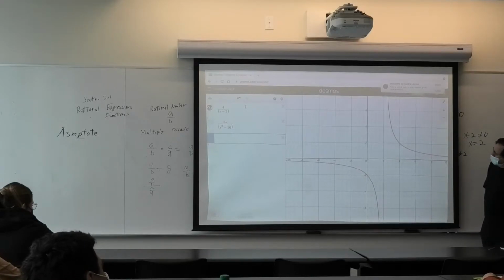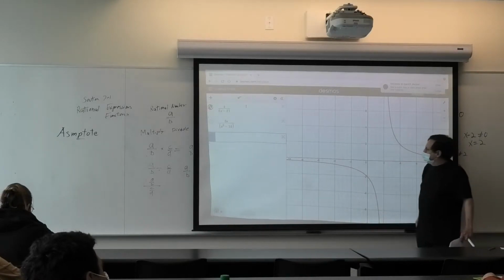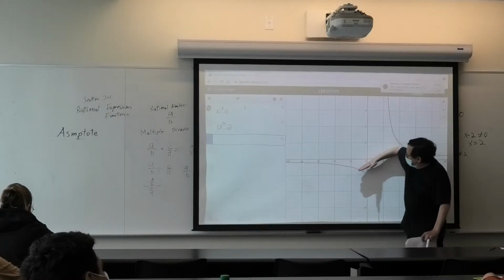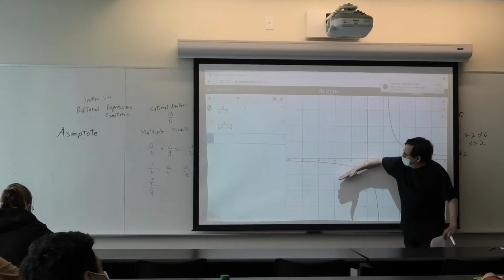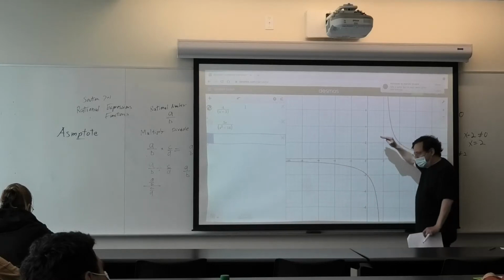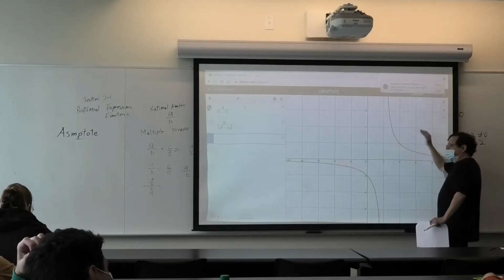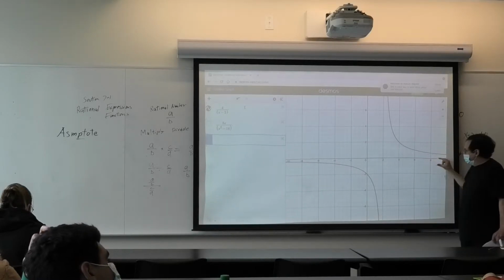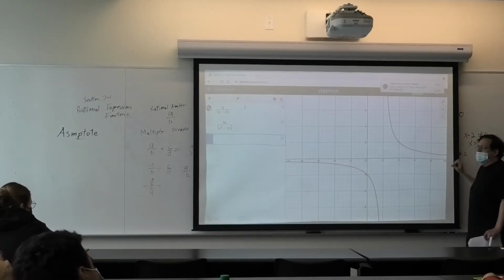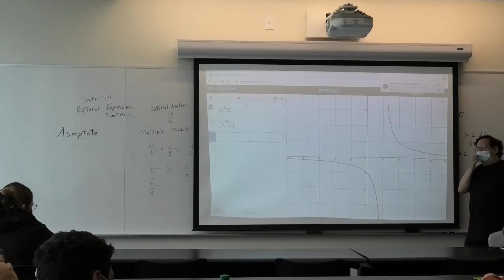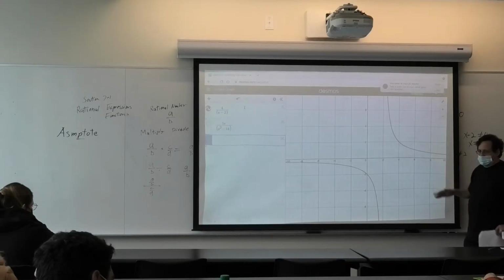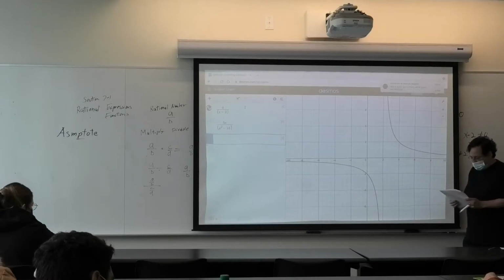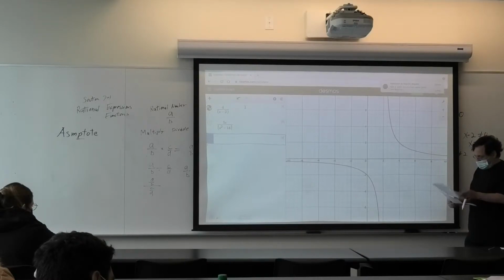And I don't know if we'll run into them in this class, but it's possible to have a line that's not vertical or horizontal, but you could still have a function approach it as close as you want, never reaching it. You have a non-horizontal or vertical asymptote. All right.